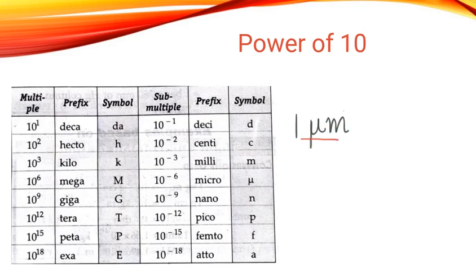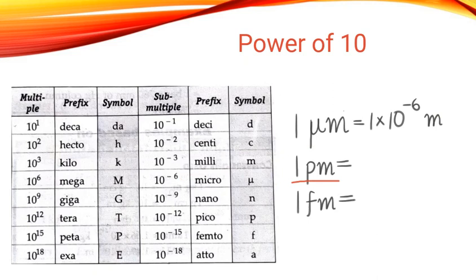So 1 micrometer, if I asked you to convert it into meter, how will you write it? First you have to look at this power of 10 chart. Micro means 10 to the power minus 6. So 1 micrometer can be written as 1 times 10 to the power minus 6 meter. Similarly, if it is 1 picometer, again look at the chart, P. This is pico. Pico represents 10 to the power minus 12. So it is 1 times 10 to the power minus 12 meter.